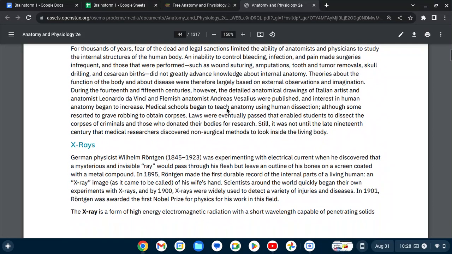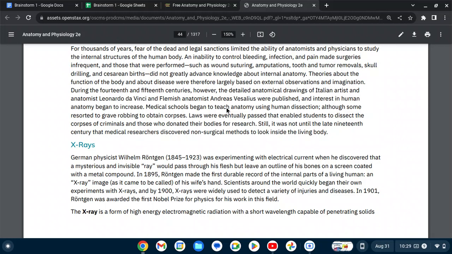For thousands of years, fear of the dead and legal sanctions limited the ability of anatomists and physicians to study the internal structures of the human body. An inability to control bleeding, infection, and pain made surgeries infrequent, and those that were performed, such as wound suturing, amputations, tooth and tumor removals, skull drilling, and cesarean births, did not greatly advance knowledge about internal anatomy. Theories about the function of the body and about disease were therefore largely based on external observations and imagination.